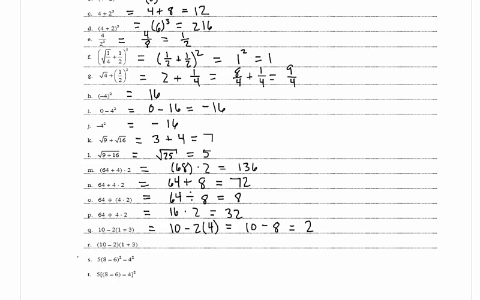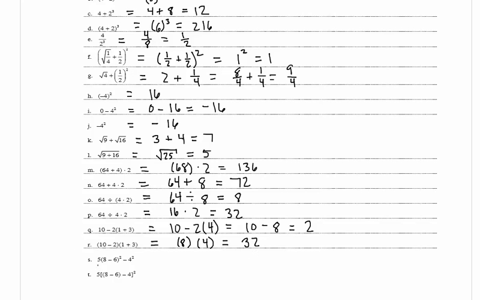In R, we have (10 minus 2) times (1 plus 3). So we want to take care of inside both sets of parentheses first. 10 minus 2 is equal to 8. And 1 plus 3 is equal to 4. And then 8 times 4 is equal to 32.